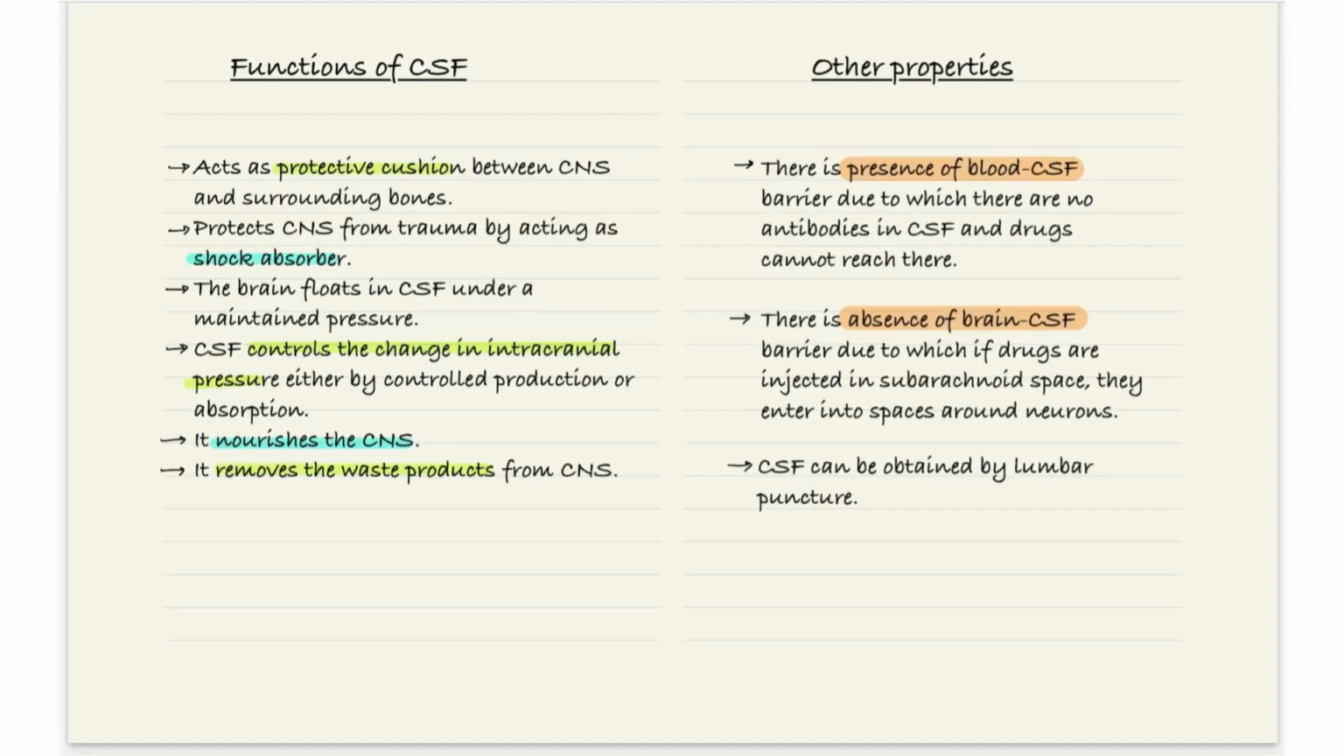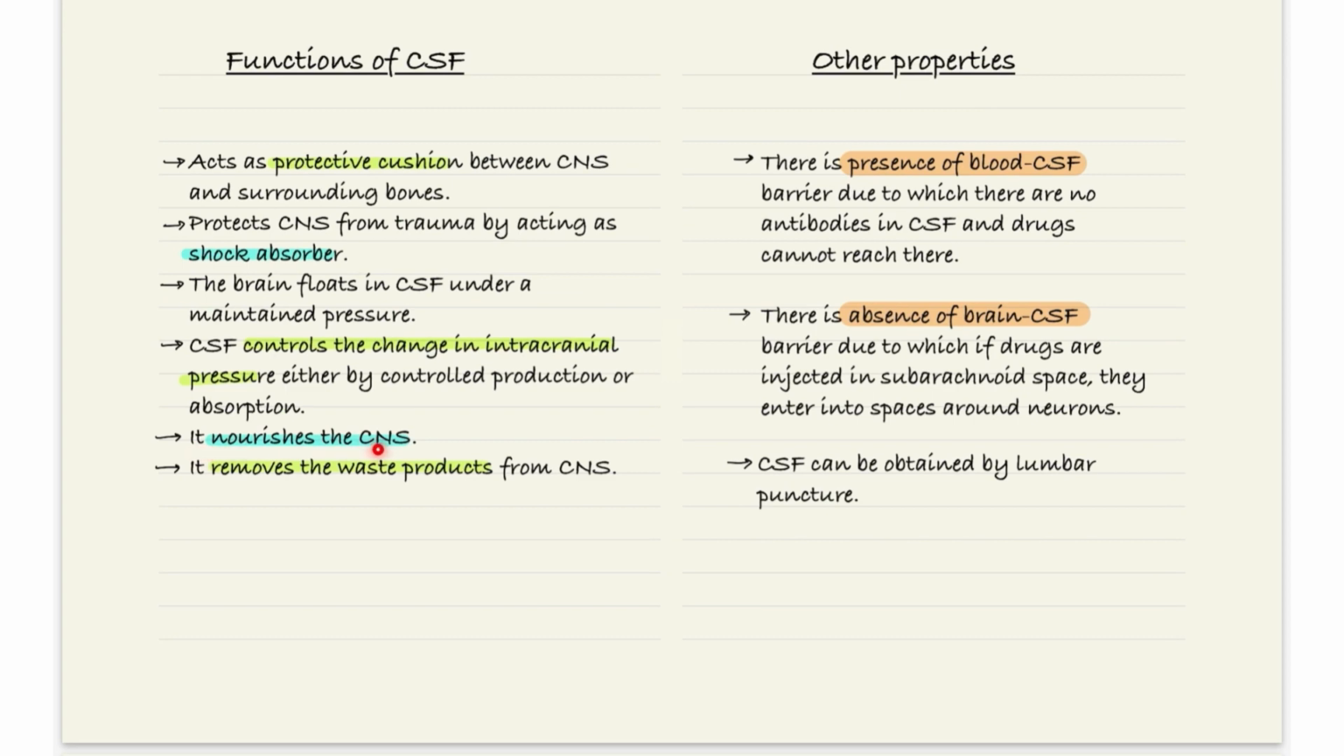Next, what are the functions of CSF? So it acts as a protective cushion between the CNS and the surrounding bones, protects the CNS from trauma by acting as a shock absorber. The brain floats in the CSF under a maintained pressure. CSF controls the change in intracranial pressure either by controlled production or absorption. So if there is excessive CSF, the production of CSF will decrease or the absorption will increase, and vice versa in case when the CSF decreases. Then it nourishes the CNS. It removes the waste products from the CNS.